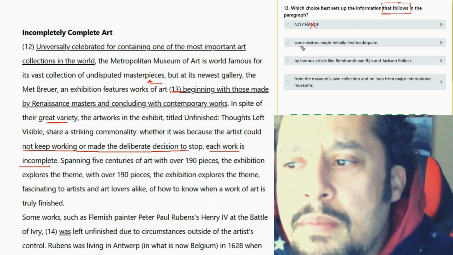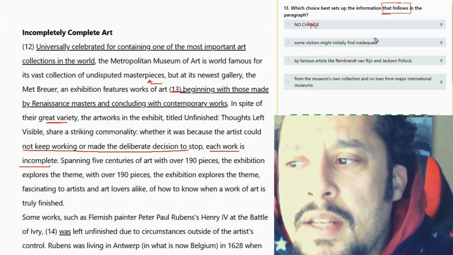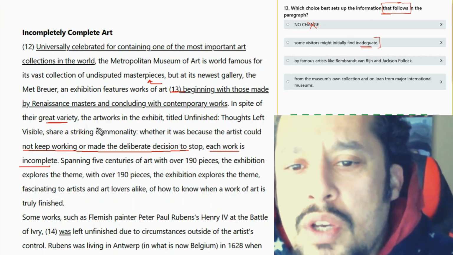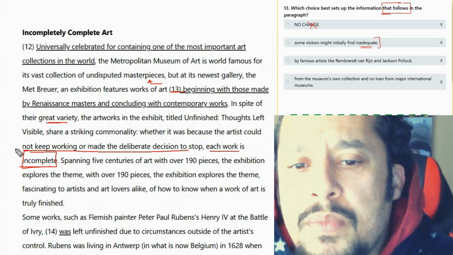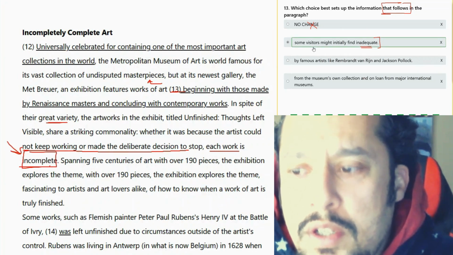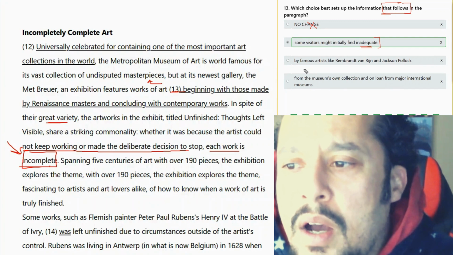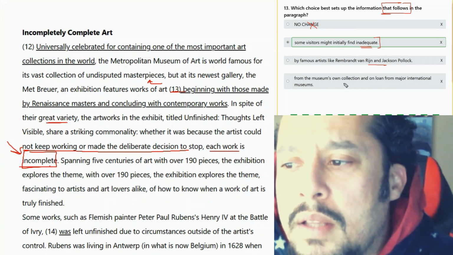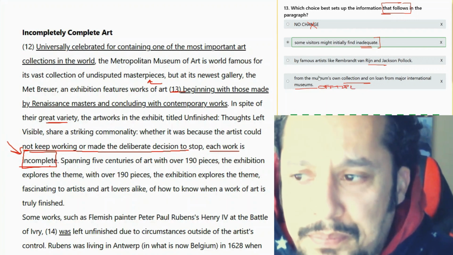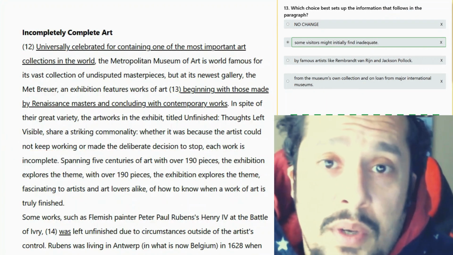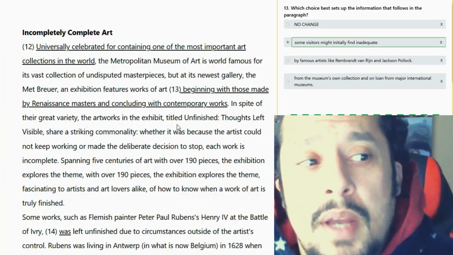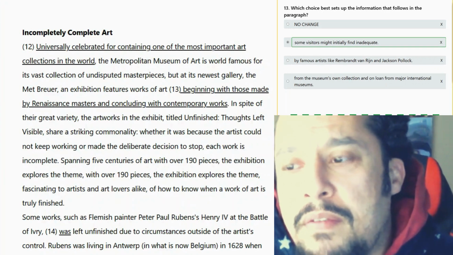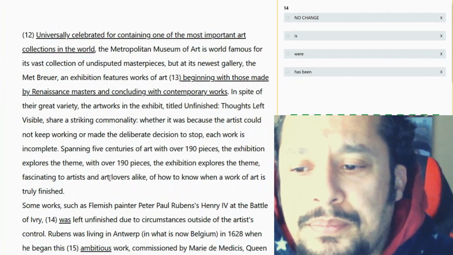Answer B, some visitors might initially find inadequate, meaning not enough, because it is incomplete, right? Some people will find it incomplete. So answer B is a good answer. Answer C, again, is too specific to what comes before, not what comes after. Answer D is off topic. So here we say answer B. Some visitors find inadequate, why? Because the passage talks about incomplete work. So some people might find it unattractive.